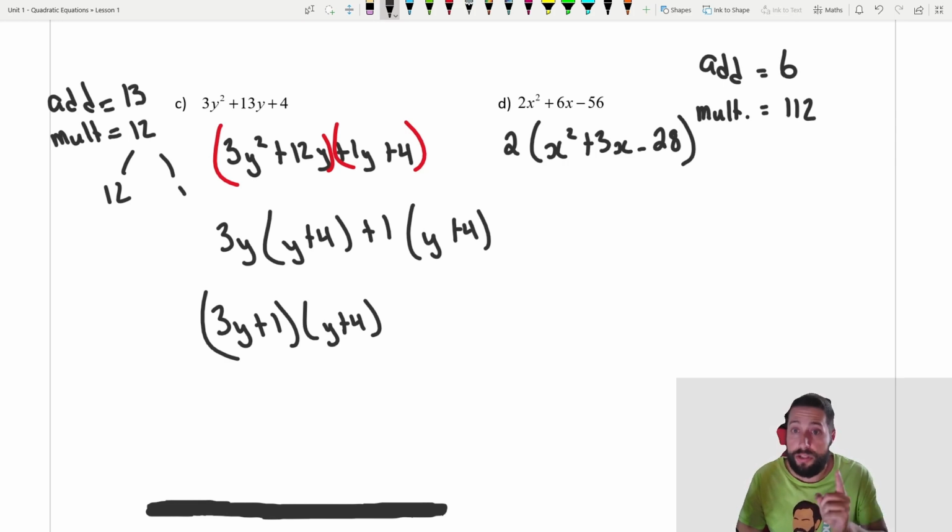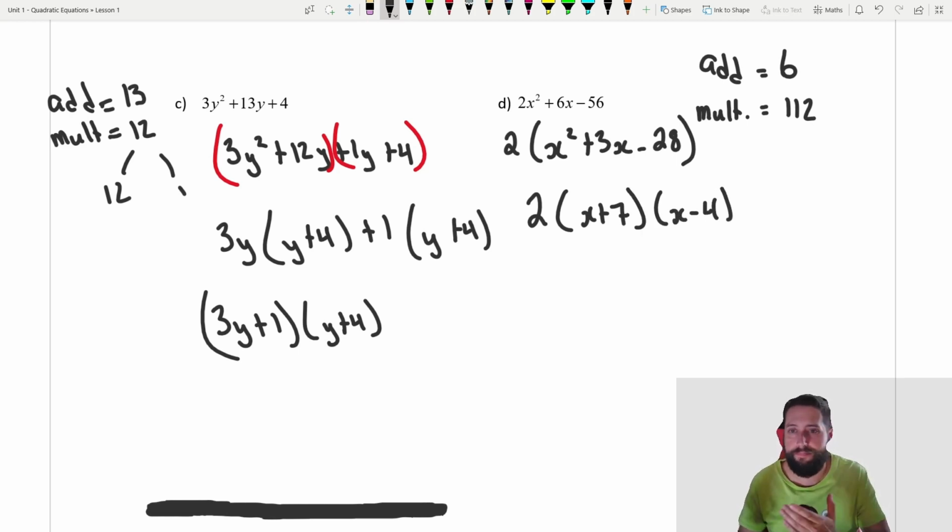Okay, x squared plus 3x minus 28. Well, what are the factors of negative 28 that add to give you 3? It's 7 and 4 again. Positive 7, negative 4. The exact thing. It still works. Now, if you want to find all the multiples of 112, you certainly can go and do that. Okay? It will still give you the exact same answer.